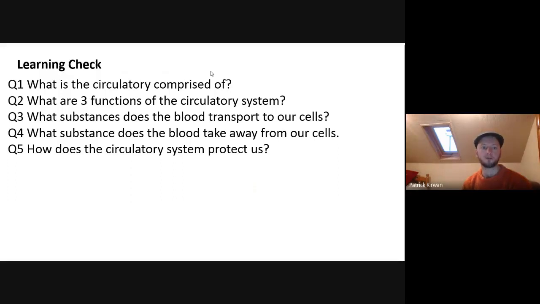What substances does the blood transport to our cells? We said out of oxygen, carbon dioxide, and glucose, it only transports oxygen and glucose to our cells. What substances does the blood take away from our cells? Carbon dioxide. There should be a question mark at the end of that. You're seeing all my mistakes, and I'm noticing myself now. And how does the circulatory system protect us? So it helps us to form blood clots, so that we don't lose blood, and it helps us to fight viruses and bacteria. Well done, and we'll check in now on the next day for the next lesson. I expect to see all of that work in your book.